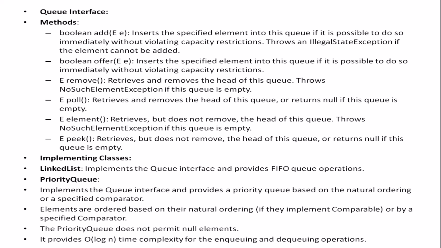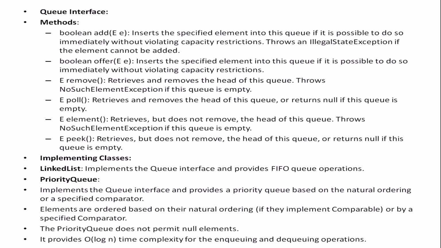So next, E remove(). It retrieves and removes the head of the queue. Whatever element is there at the head, it removes that particular element. If the queue is empty and you are trying to remove an element, at that time the rules will be violated and it causes an exception: NoSuchElementException.